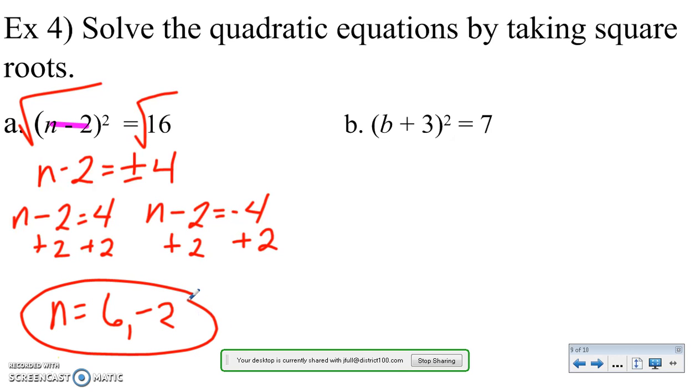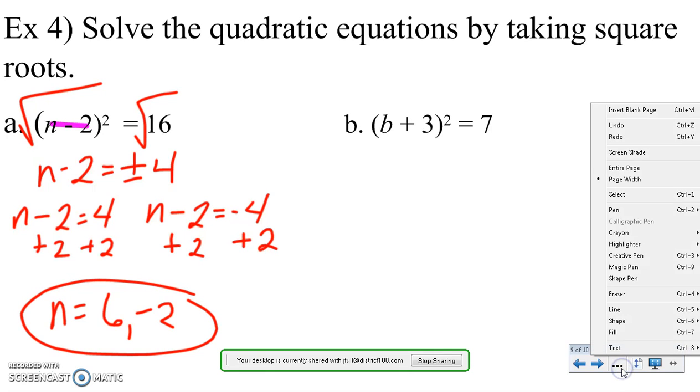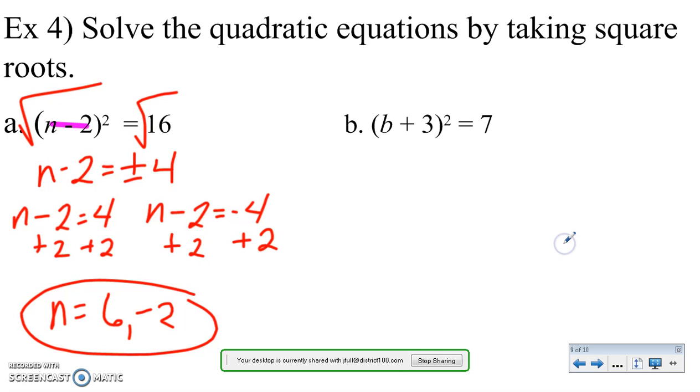Okay. Common mistake that I see here is students will take the square root of 16 and they'll get 4. Then they're going to add 2 to both sides and they're going to get 6, and then they put their plus or minus sign in front. You need to make sure you split this into two equations back at this step here before you do your plus 2 on both sides. Otherwise, it's going to give you the wrong answer every time.